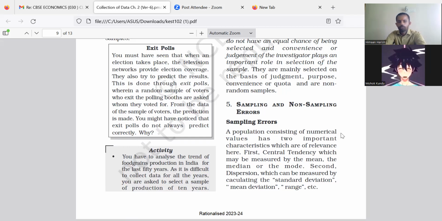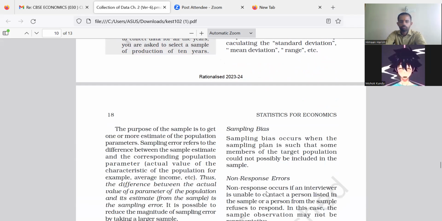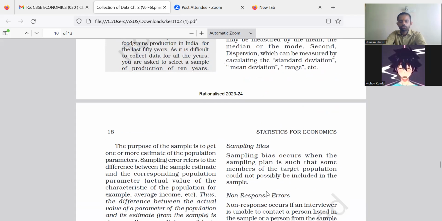The population consisting of numerical values has two important characteristics which are of relevance here. Firstly, central tendency, which may be measured by the mean, the median, or the mode. Secondly, there's dispersion, which can be measured by calculating the standard deviation, mean deviation, range, etc. Are we clear with the range? These are some important terms to be kept in mind for statistics.